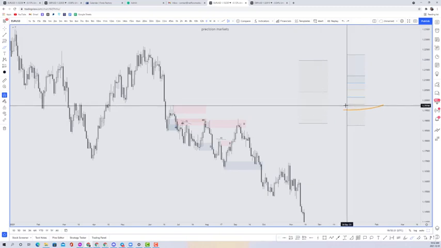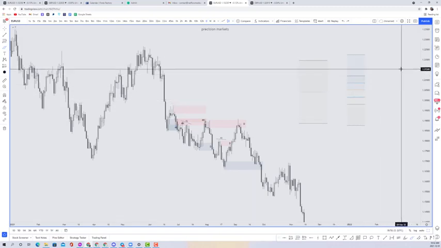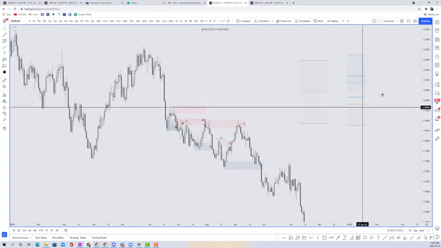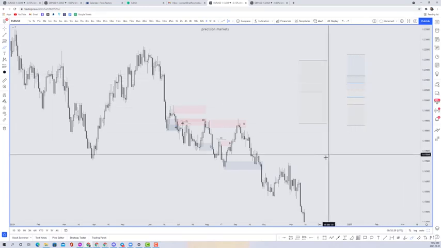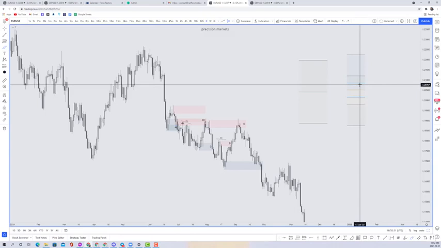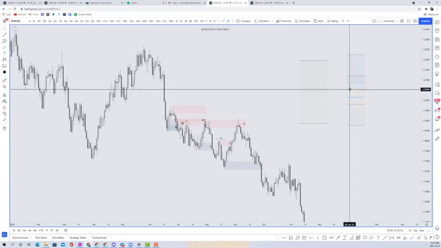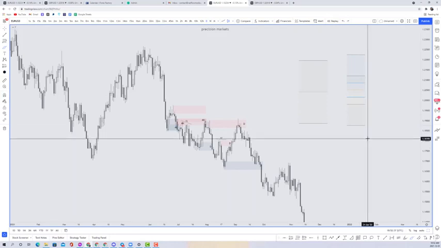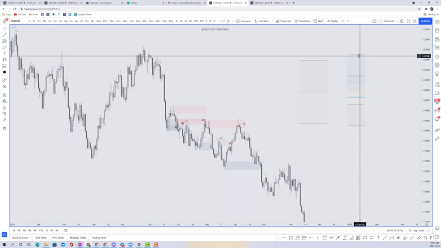But as long as we're in that premium, we could sell. As long as we're in that discount, we can buy. With this being said, if the market's showing that demands are holding the whole way, there will be times where you end up buying in premium. And again, that just goes back to nothing's perfect. You have to trade what you see.